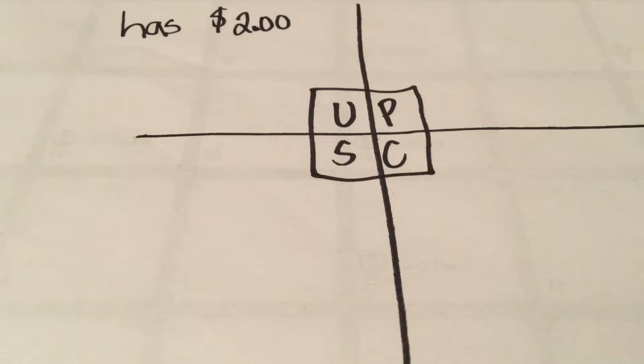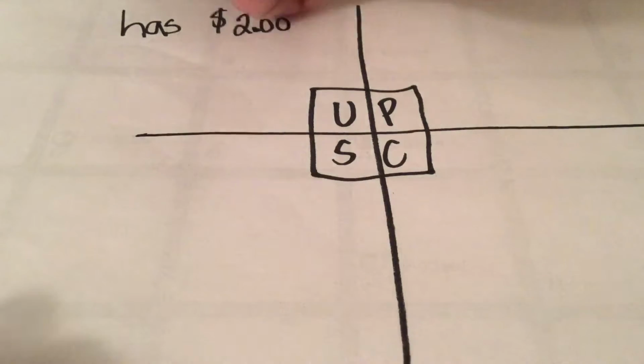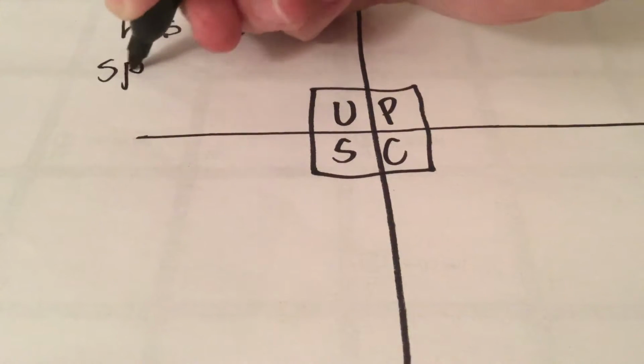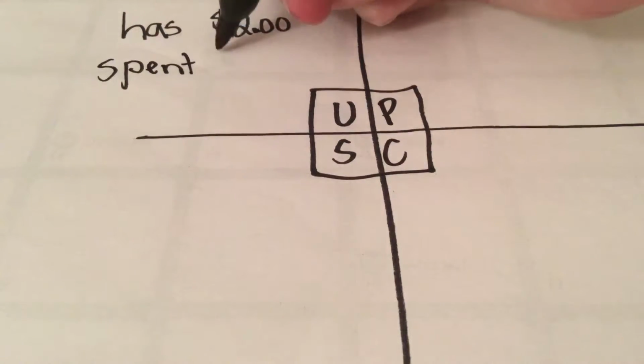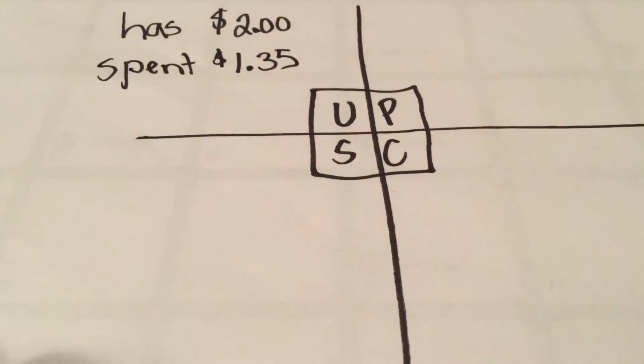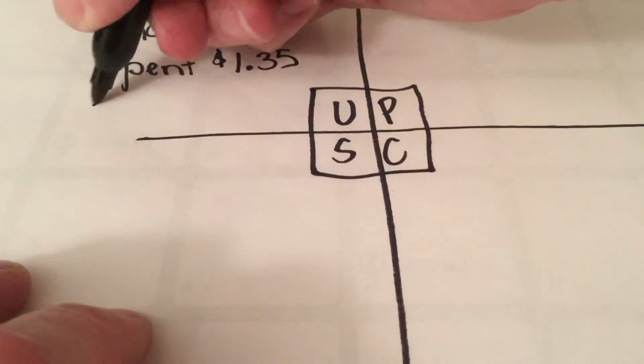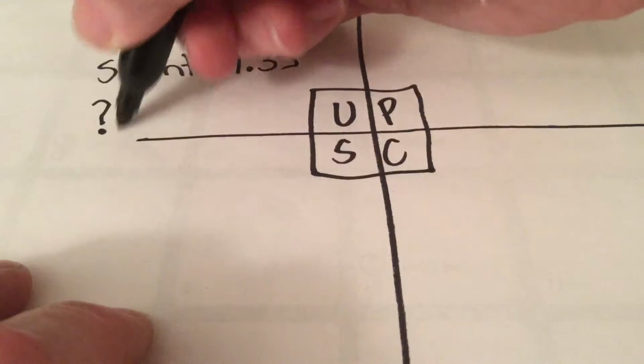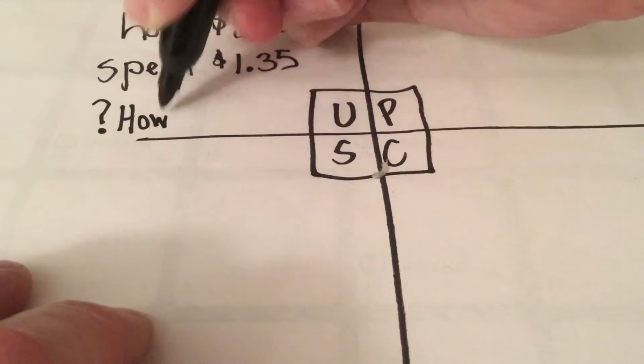The second sentence says, she buys a pack of gum for $1.35. So if she's buying it, she's spending her money. So I'm going to say she spent $1.35 on gum. And then the last sentence says, how much change should she receive? And remember, we always want to know what the question is asking me. So I'm going to say my question is, how much change?